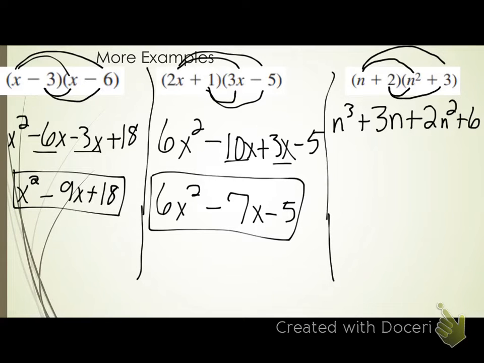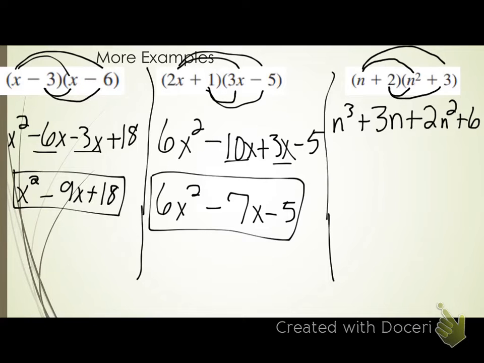Do I have any like terms here? I do? Where? 2 and N squared... wait, never mind. No, you don't. Remember, when I'm adding or subtracting like terms, I can only combine N cubes with N cubes, right? So do I have any other N cubes? No. I can only combine N's with N's.